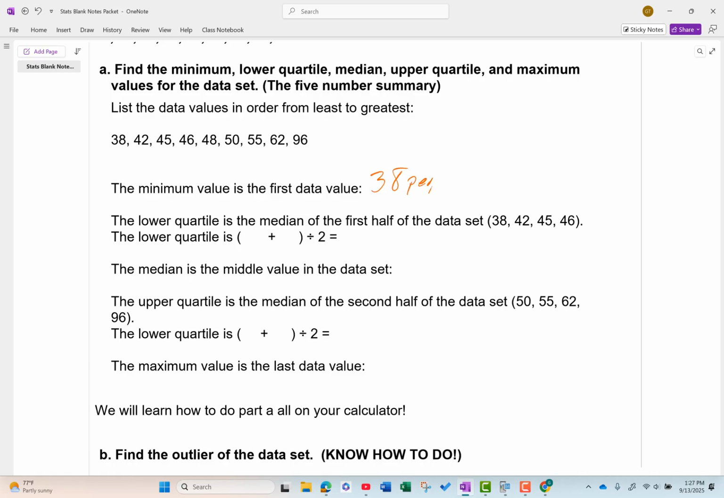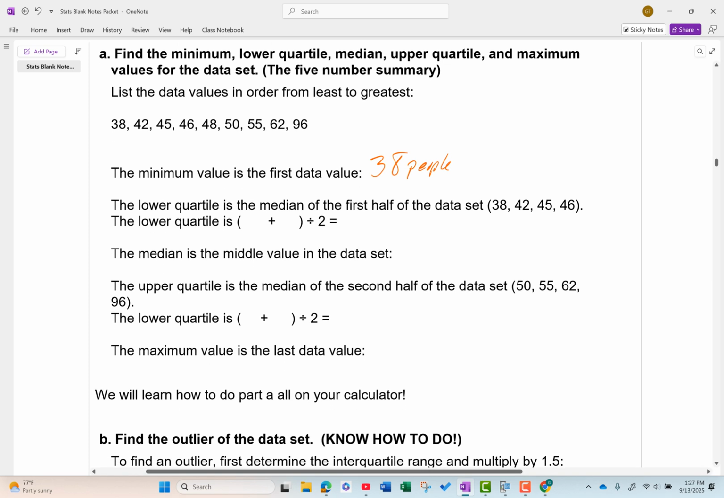I can identify the lowest value there, 38. 38 people is my minimum. Going down here to the maximum, I could do that quickly and say 96 people is my maximum value. But let's take a look at the other values, Q1, median, and Q3.